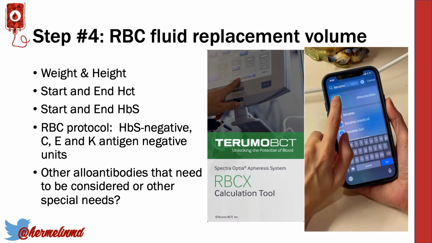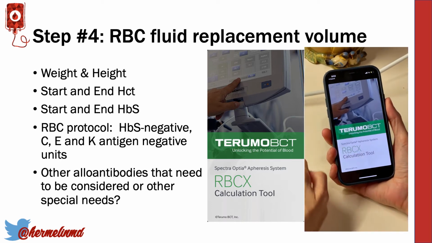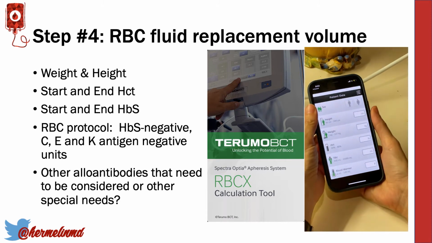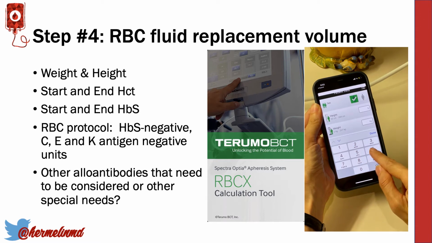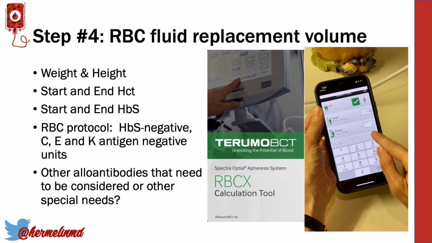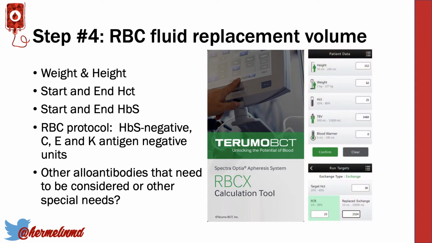I love using the Terumo BCT app. It's one of my favorite blood education apps on my phone, and I use it to calculate the patient's red cell volume. You'll need to know the patient's weight, height, start and end hematocrit, start and end hemoglobin S. And you put that information into the app and it helps you to come up with the patient's red cell replacement volume.